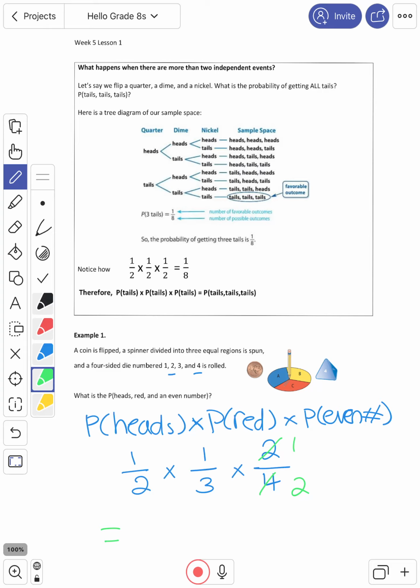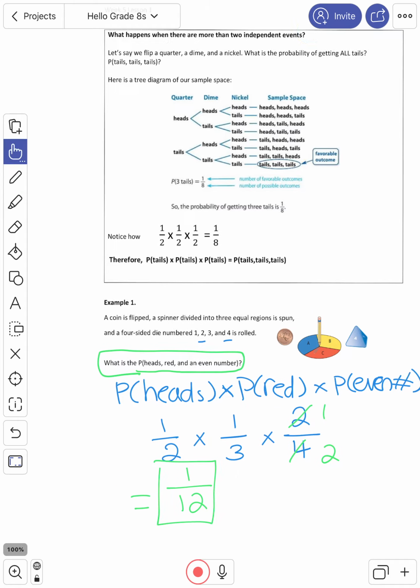Now when I multiply all the numerators together, I get 1. All the denominators together, I get 2 times 3 is 6, 6 times 2 is 12. So our probability of getting heads, a red, and an even number is 1/12.